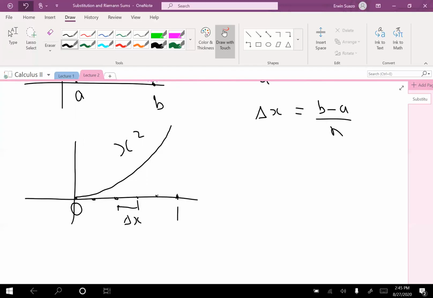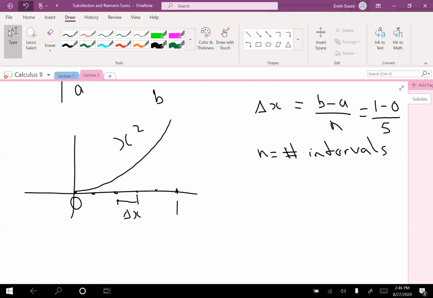So in this case, what is b, what is a? B is 1 and A is 0. And how much is n? 5. So n is the number of intervals I want. And a and b are the interval, right? So basically I just have 1/5 or 0.2. So this is 0.2. Or you want 1/5. Yeah, let's talk about fractions. I know you guys don't like fractions, so let's talk about fractions.